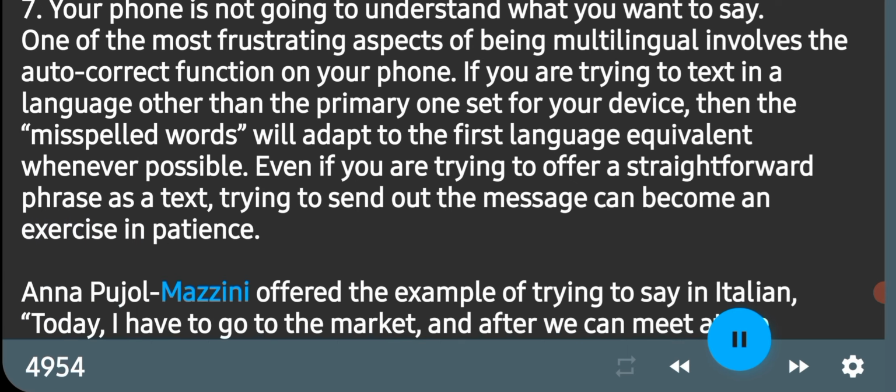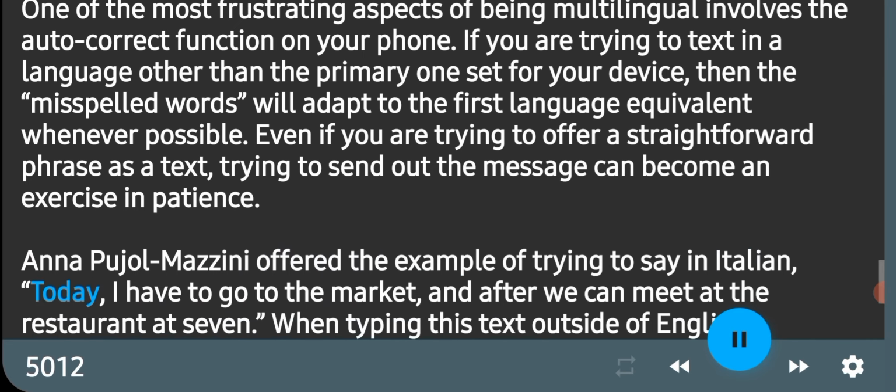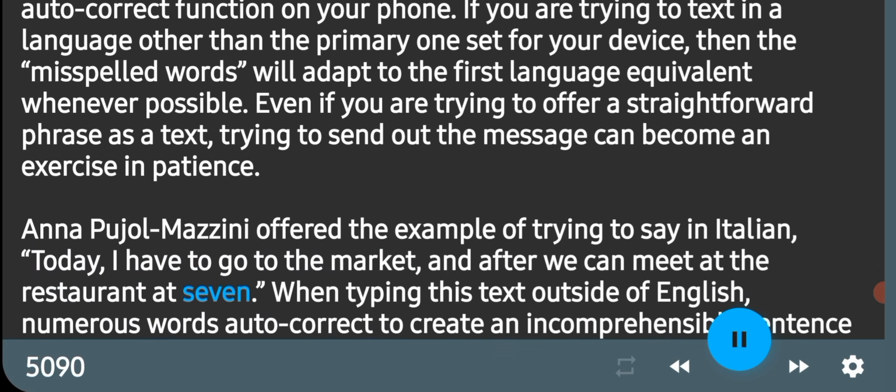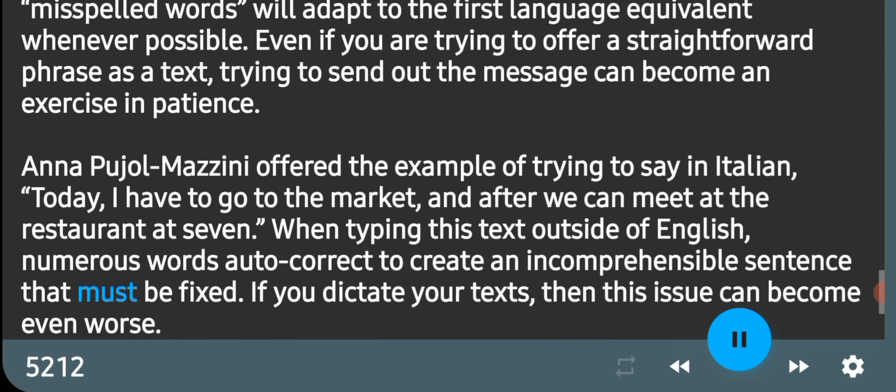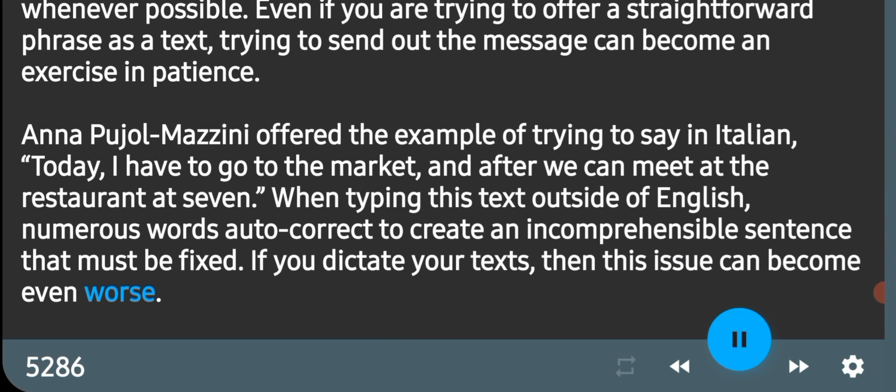Anna Mazzini offered the example of trying to say in Italian, "Today, I have to go to the market, and after we can meet at the restaurant at 7." When typing this text outside of English, numerous words autocorrect to create an incomprehensible sentence that must be fixed. If you dictate your texts, then this issue can become even worse.